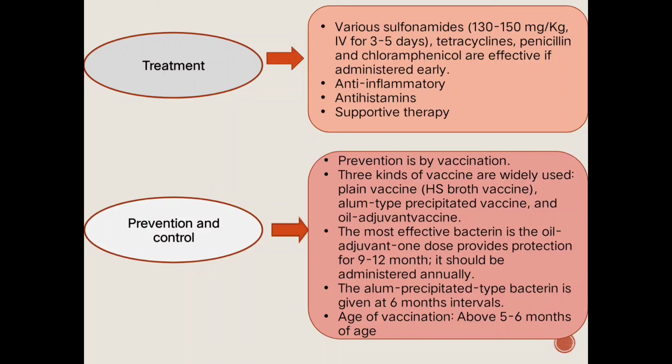In case of preventive and control measures, there is a vaccine, and three kinds of vaccines are widely used: a plain vaccine, HS broth vaccine, alum-precipitated vaccine, and oil adjuvant vaccine. The most effective is the oil adjuvant vaccine. One dose provides protection for 9 to 12 months. It should be administered annually before the onset of monsoon. This is about the disease hemorrhagic septicemia.